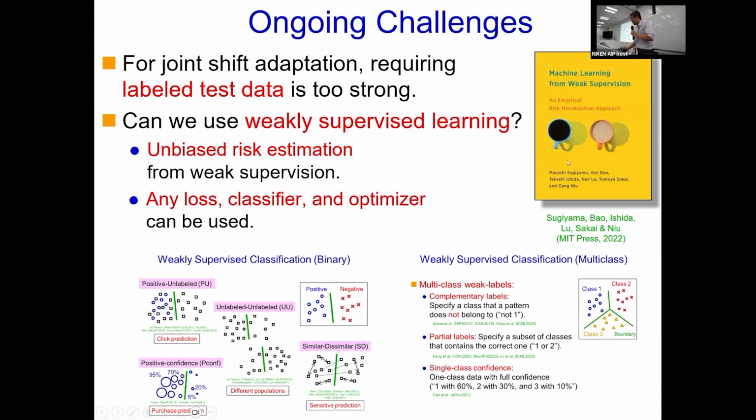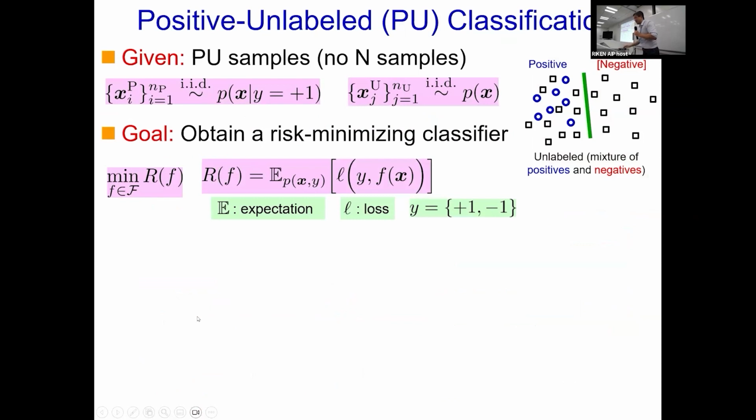We had a book on this, Machine Learning from Weak Supervision, 2 years ago. I hope that you have a chance to look at it. Let me briefly explain one problem called PU classification. It's one of the simplest problems of weakly supervised learning.